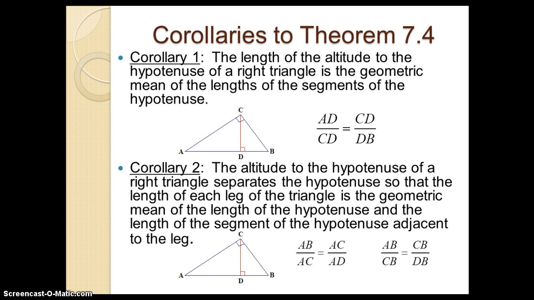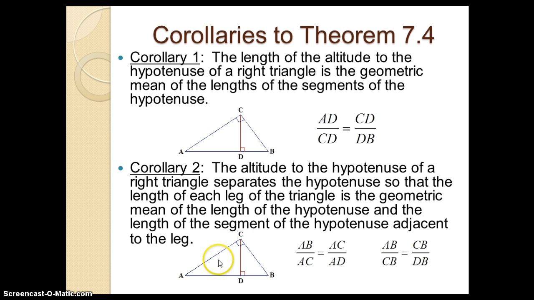The second corollary says the altitude to the hypotenuse of a right triangle separates the hypotenuse so that the length of each leg of the triangle is the geometric mean of the length of the hypotenuse and the length of the segment of the hypotenuse adjacent to the leg. Again, this is a lot of information. What this tells us is, given the hypotenuse, we can find the length of the legs.